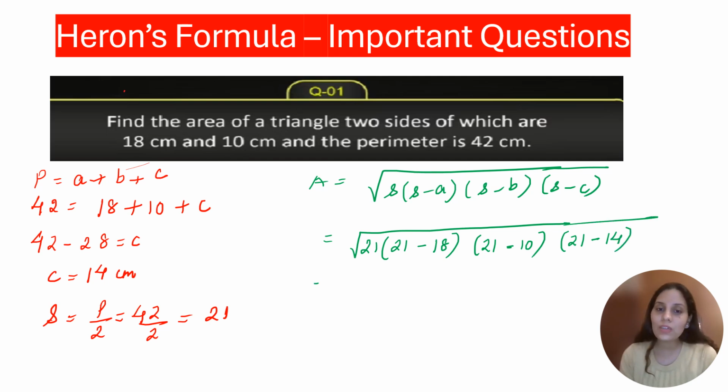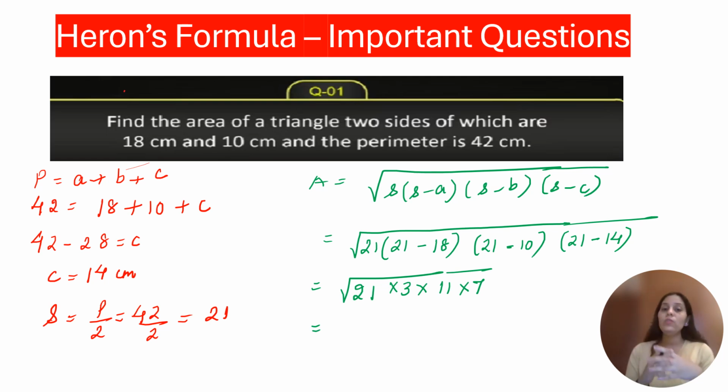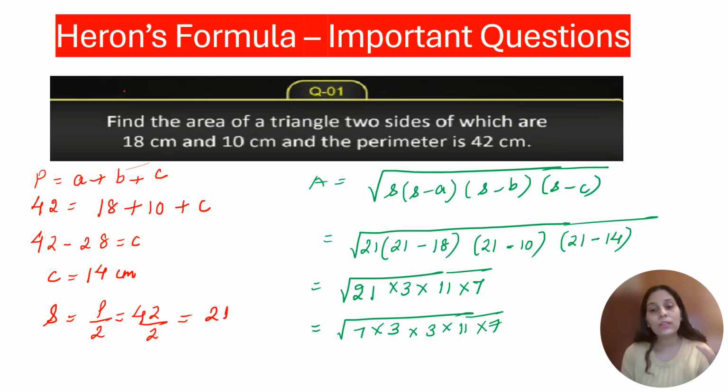After substituting the values, we will simplify. 21 minus 18 is 3 into 11 into 7. Now these square roots are the only challenge that you might face. In this you can always write in pairs. 21 can be written as 7 into 3, and 3 is already there, 11 you cannot simplify further, and one more 7. In the square roots you will try to make them into pairs.